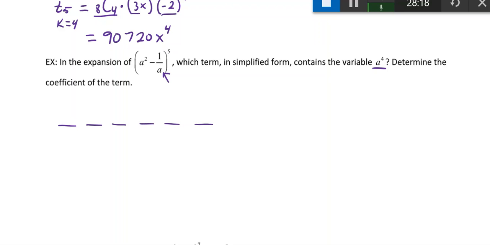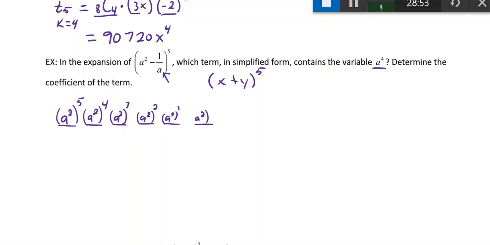All right. And I know following that pattern, when it was x plus y to the power of, let's say, 5, do you remember how the left side started at x to the 5 and then marched itself down? So we've got the same thing with this one, but now it's going to be a squared to the power of 5 as our first one. And then a squared to the power of 4, and then a squared to the power of 3, and then a squared to the power of 2, and then a squared to the power of 1, and then finally a squared to the power of 0.